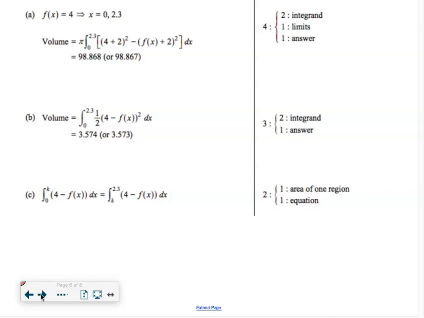Okay. All right. So good. 100%. Everybody got it. Beautiful. I like your setups. I don't see any missing dx's. Good. Fantastic. Well done.